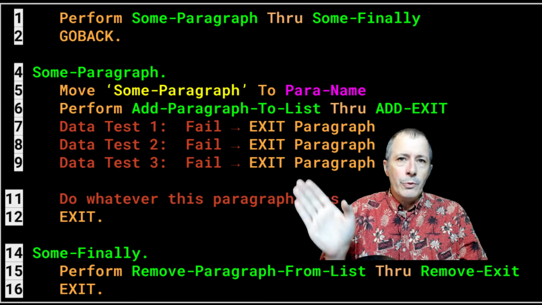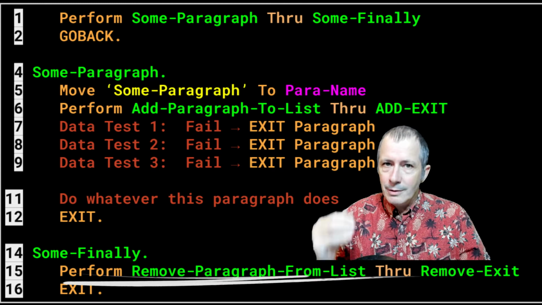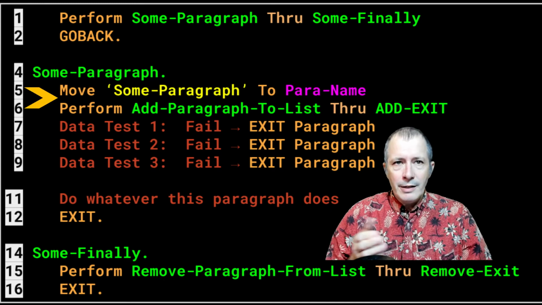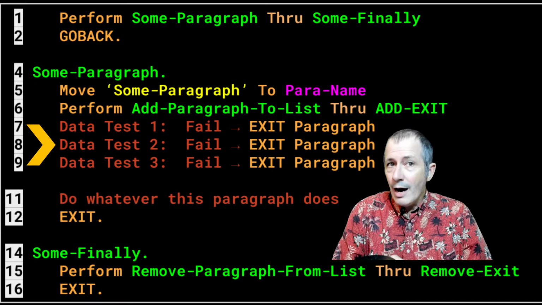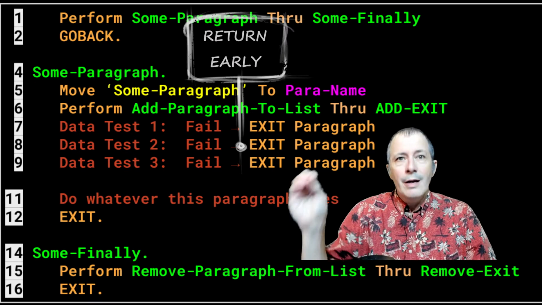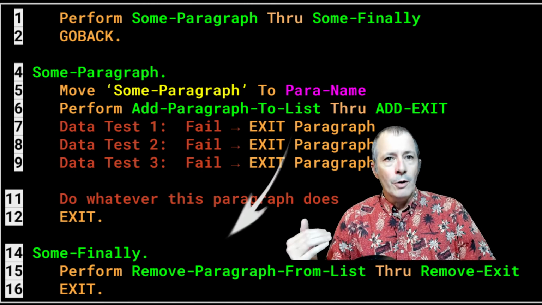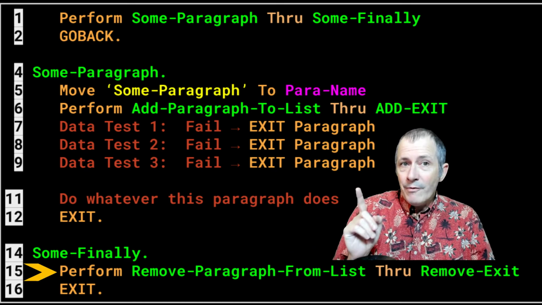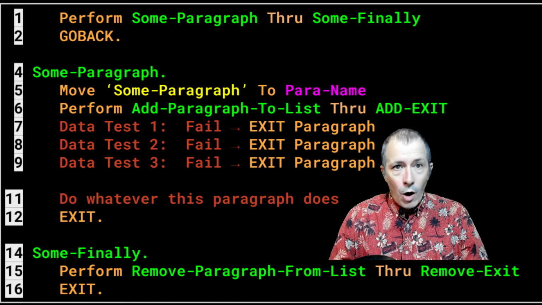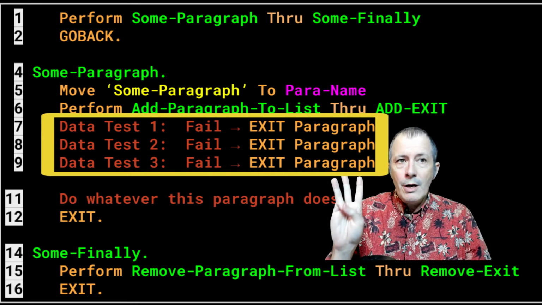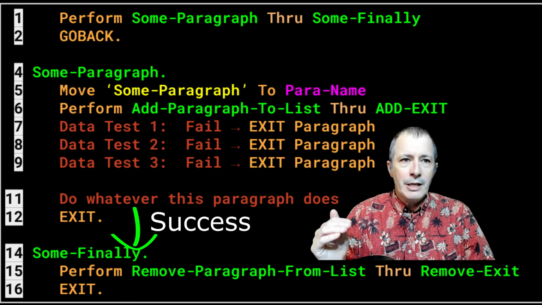Although there are 3 places where the exit paragraph occurs, the code to remove the paragraph name from the list is executed. Line 5 and 6 add the name of the paragraph to the list. Lines 7 through 9 can trigger an early return. If one of those tests fails, the exit paragraph statement is used to jump to the exit, where line 15 ensures that the paragraph name is removed from the list for all situations, the 3 return early points, and after the main paragraph completes successfully.